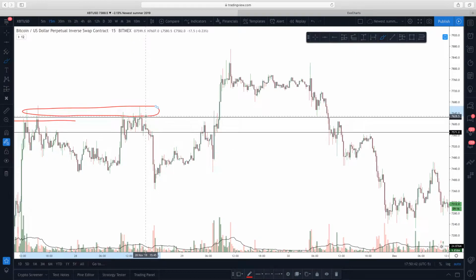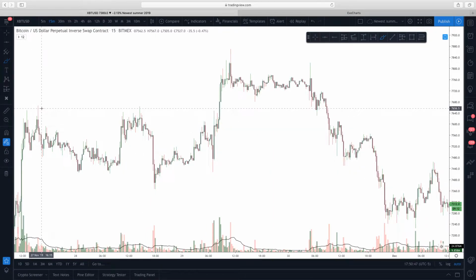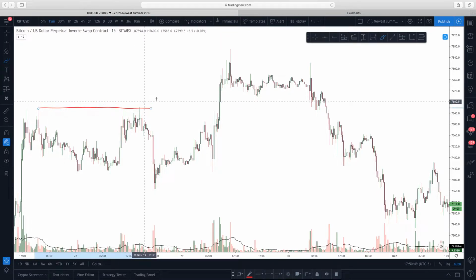And the long that got in on this breakout, anticipating this high breaking, that guy who had that market buy, his stop is probably right here. So all of this downward pressure.